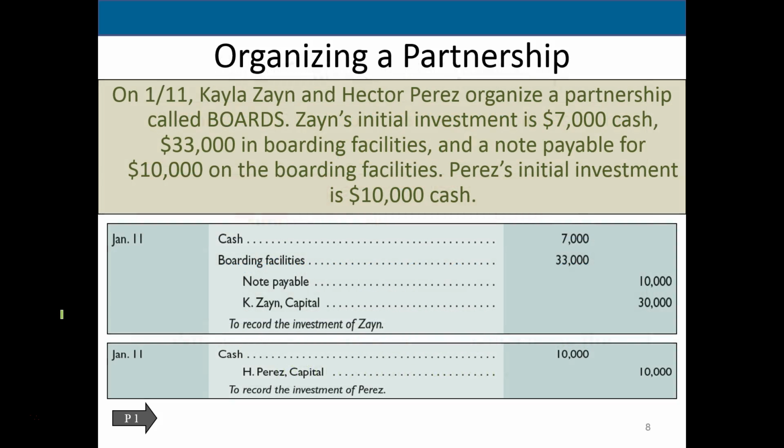So here's the problem demonstrating this. On January 11th, Kayla and Hector organized a partnership called Boards. Zayn's initial investment: $7,000 cash, $33,000 in boarding facilities, and a note payable for $10,000 on the boarding facilities. Perez's initial investment was 10,000. So let's actually look at Perez's first, because that's the easiest type of investment. So Perez just put in 10,000 cash.